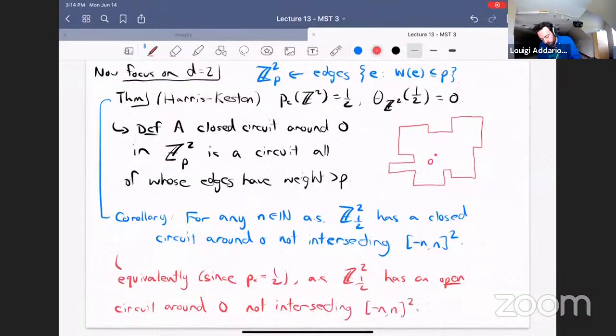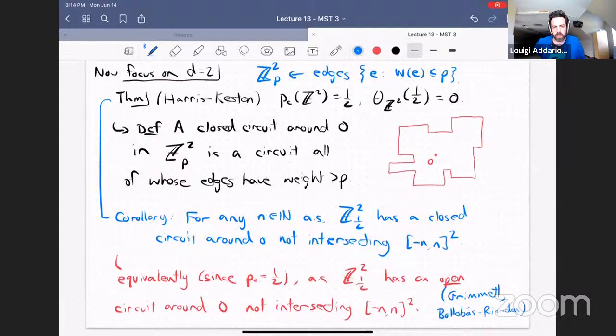Okay, so that's the only fact from percolation. I'm not going to prove that, but it's one of the fundamental facts about planar probability. You can find it presented nicely in many textbooks, including the percolation textbooks by Grimmett or by Bollobás and Riordan. If you're looking for a reference, those are two reasonable ones.